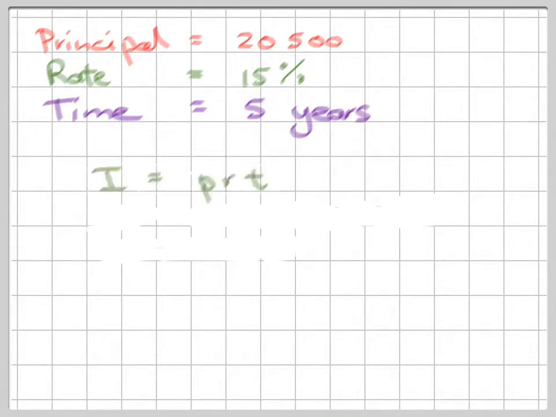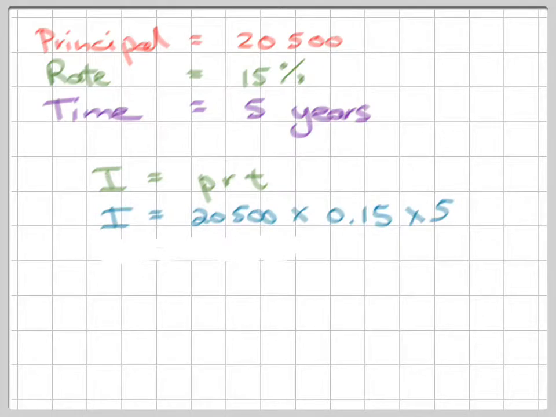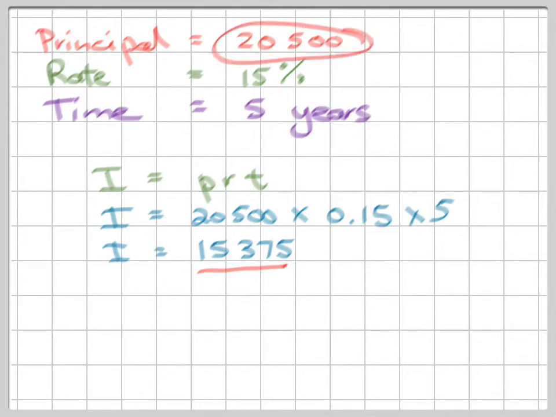I equals PRT, principal times R times time. Okay. And then we plug in our values there. Here's our principal amount over here. And that's our interest rate when we've converted the 15% to decimal. And here is the 5 years. Okay, so once we've calculated that, we work out that our interest is 15,375. That's a large chunk of the original amount that we borrowed there. But it's because of the factors that were involved here and here.